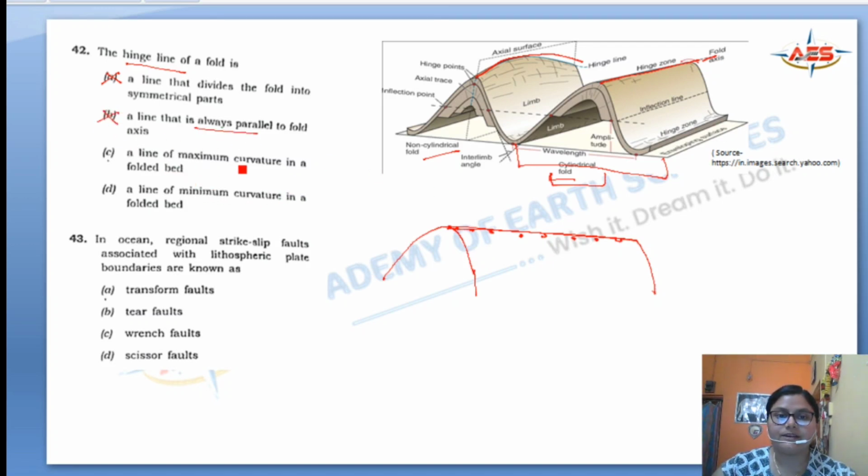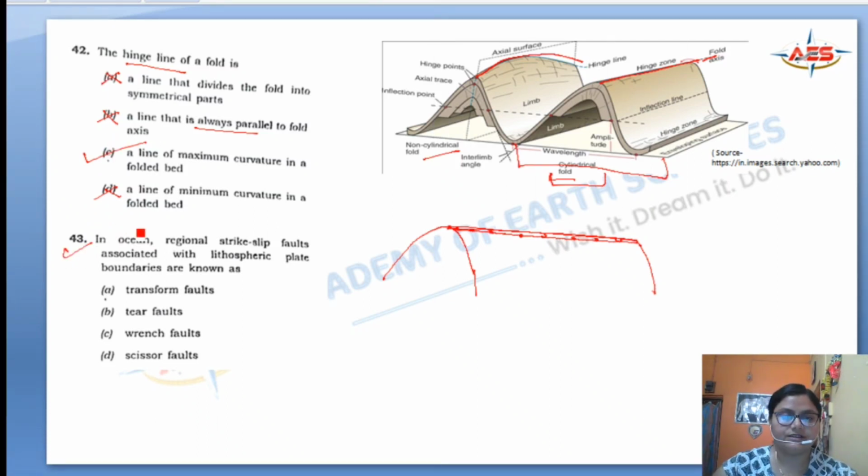A line of maximum curvature in a folded bed. Yes, a hinge line is a line that joins the points of maximum curvature in a folded bed. Okay, option C correct है. A line of minimum curvature in a folded bed. नहीं. When the line is representing the maximum curvature, it could not represent the minimum curvature. So option D is not correct. So for 42, option C is correct.